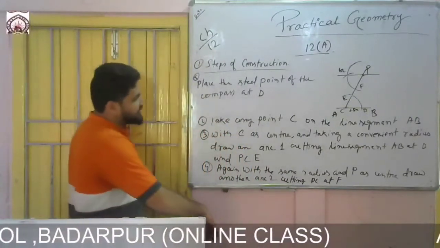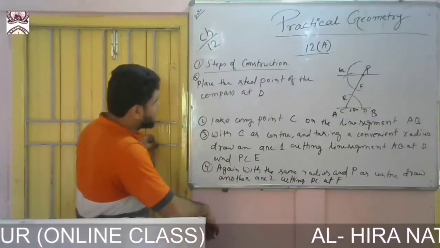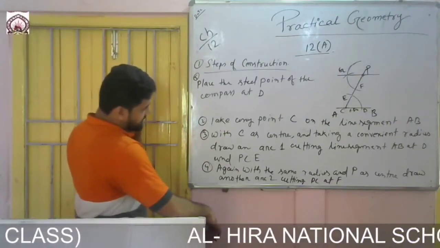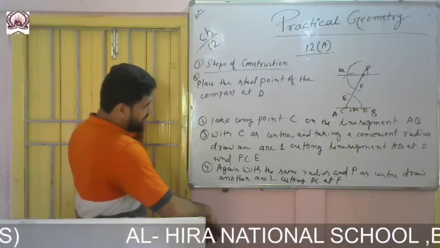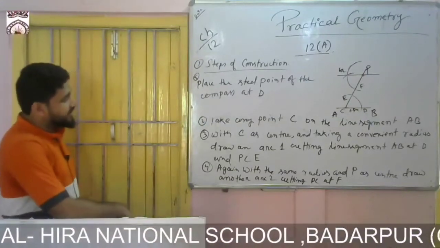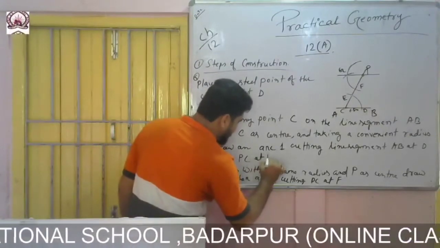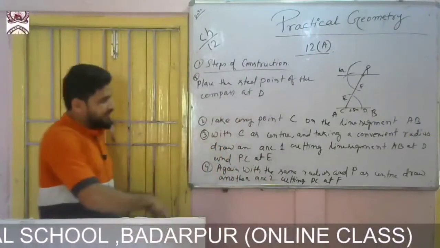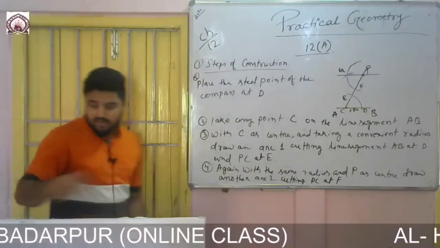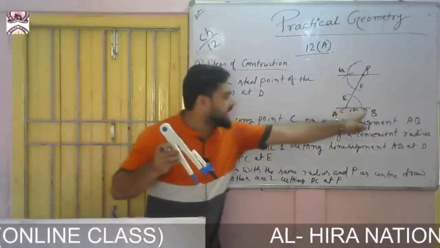Take any point C on the line segment AB as center, arc 1 cutting line AB at D and PC at E. Now place the steel point of the compass at D.